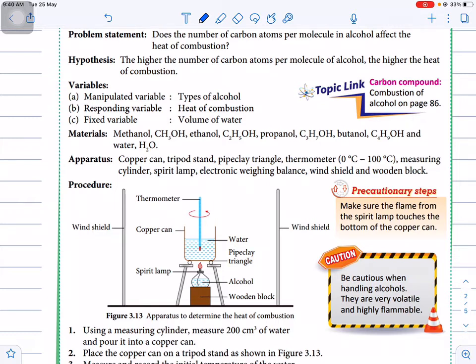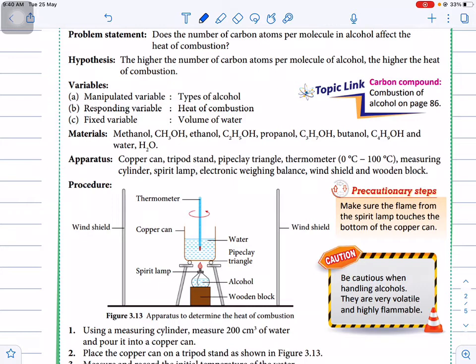That means we mix, let's say, zinc and copper sulfate together for the heat of displacement, and then for the heat of precipitation we put together sodium chloride and silver nitrate in the same container, and then for the heat of neutralization we put together the sodium hydroxide and hydrochloric acid in the polystyrene cup, and then we stir, and then we get the highest temperature and we can do the calculation.